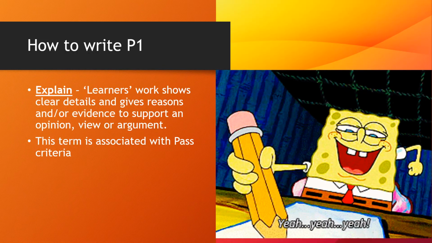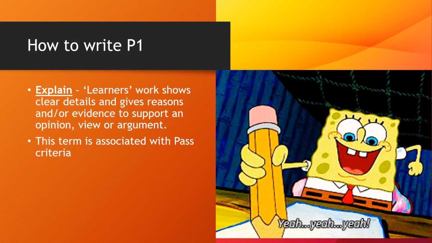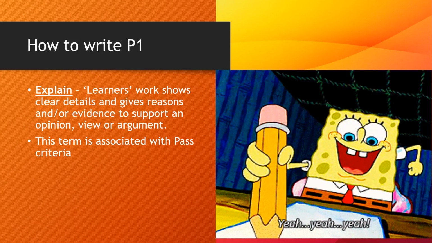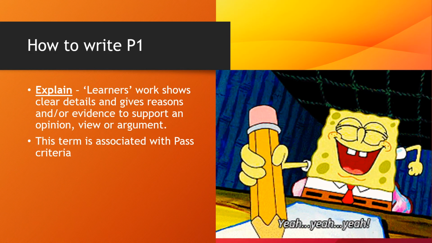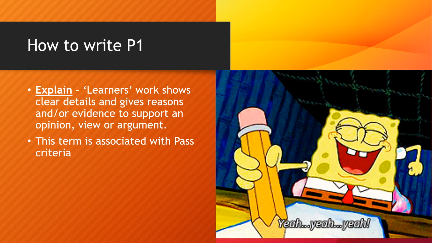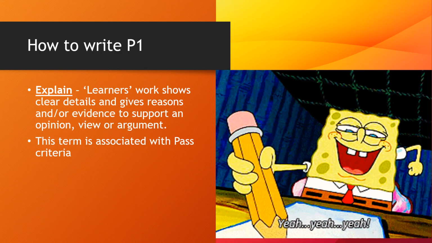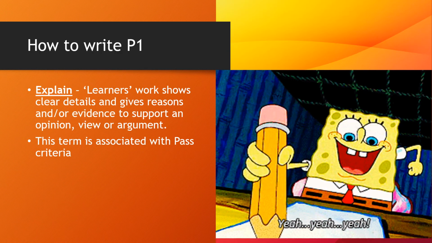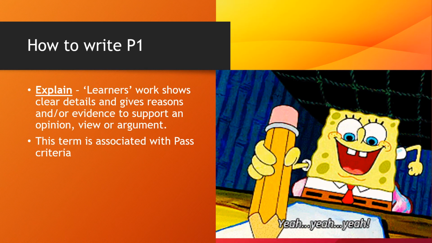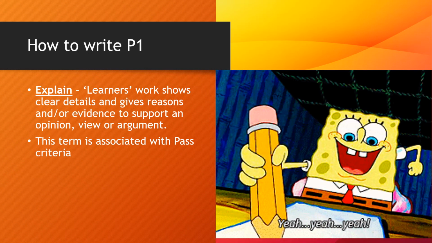Now I was looking at some of these exam words. What do these words mean? So for P1, a lot of the pass criteria talks about to explain. So this means that learners need to show with clear detail, with reasoning, with evidence or arguments to show and support an opinion. So this is really presenting the information, presenting the evidence you've learned in lessons. This is what it means.